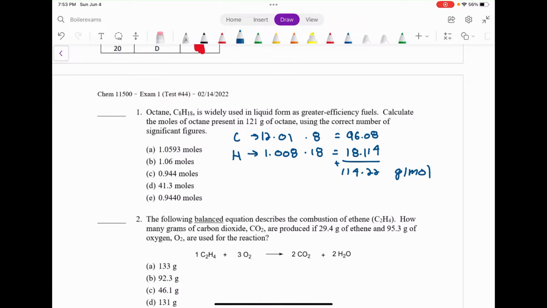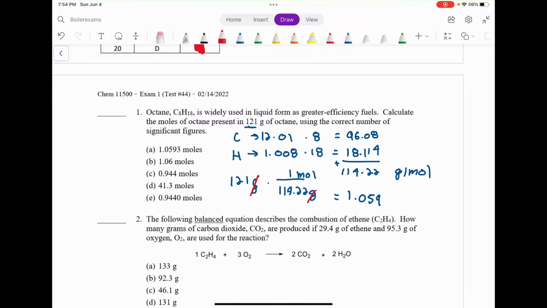Okay, and we have 121 grams of it. Also this is only to 3 sig figs, so we're also going to go down less. But 121 grams times 1 over 114.22 grams, and then 1 mole. Grams cancel. 121 divided by what we just calculated. It's just over 1.